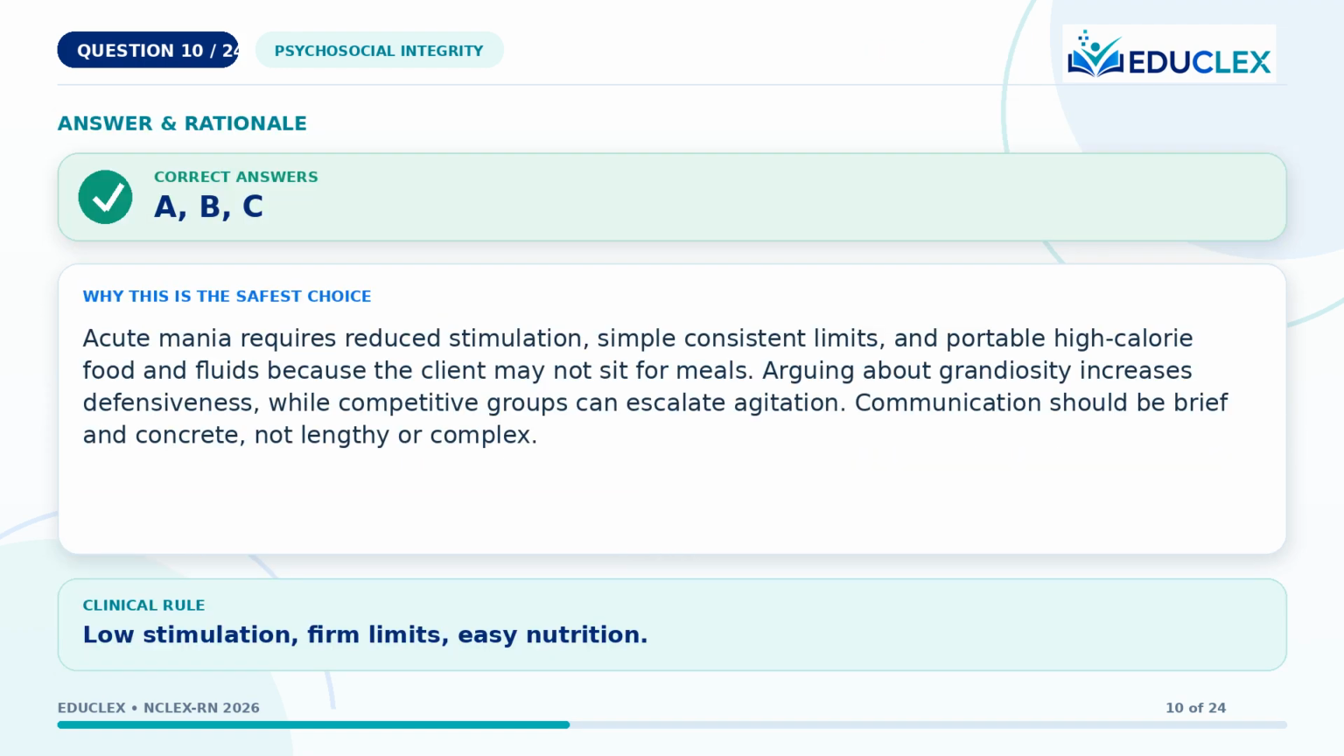The correct answers are A, B, and C. Acute mania requires reduced stimulation, simple consistent limits, and portable high-calorie food and fluids because the client may not sit for meals. Arguing about grandiosity increases defensiveness, while competitive groups can escalate agitation. Communication should be brief and concrete, not lengthy or complex.